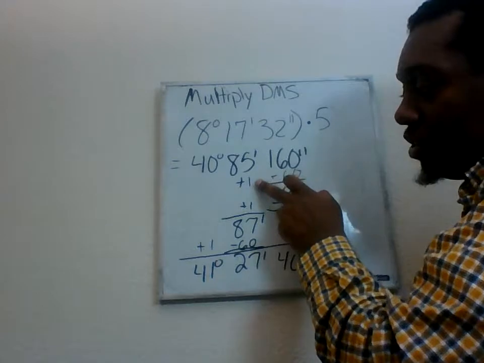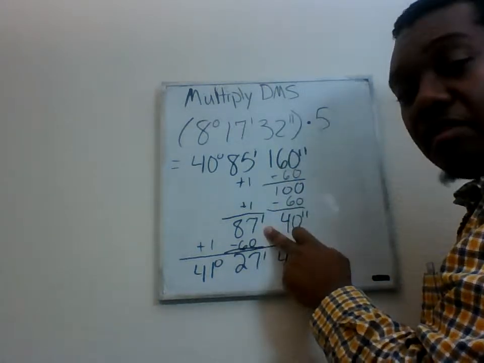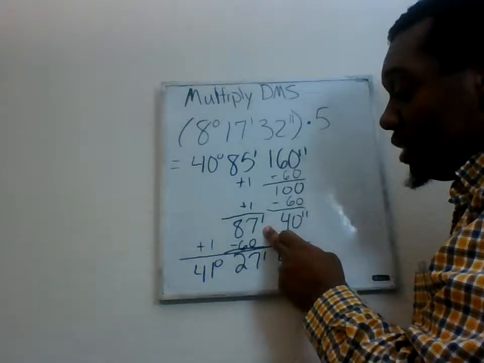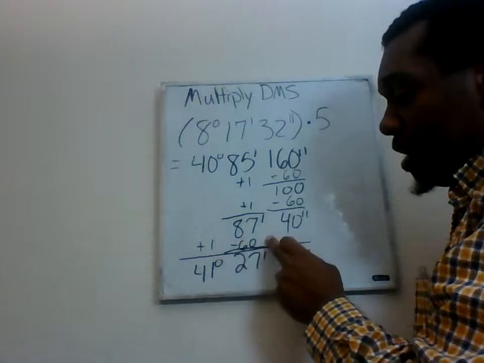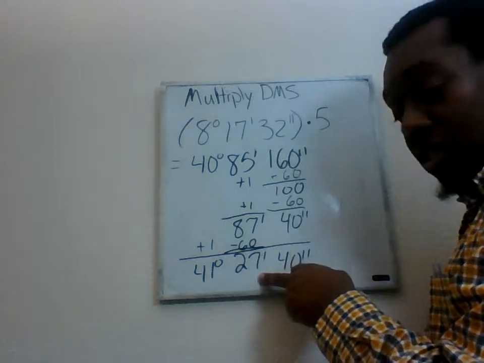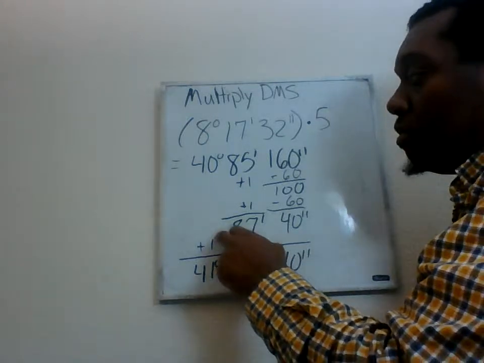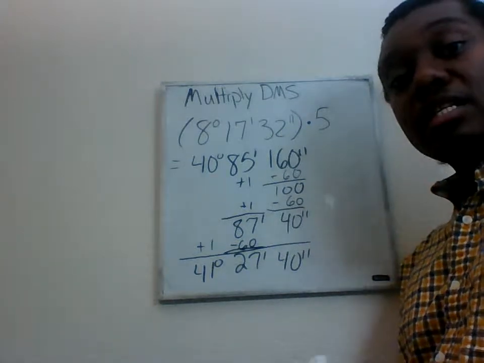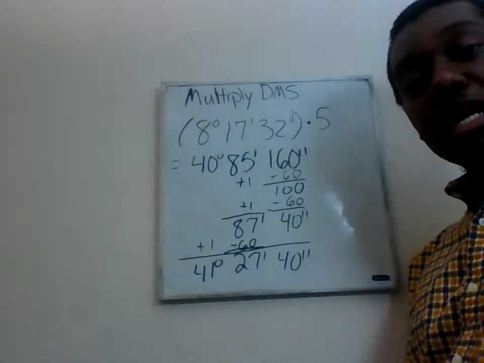From here, since I added those 2 extra minutes, my 85 becomes 87. And I realized that, hey, that's greater than 60, so I can subtract 60 from it to increase my degrees by 1. And when I subtracted 60, I got 27 minutes. I added 1 more to the degrees, and I got 41 degrees. And that's how you multiply with degrees, minutes, seconds.